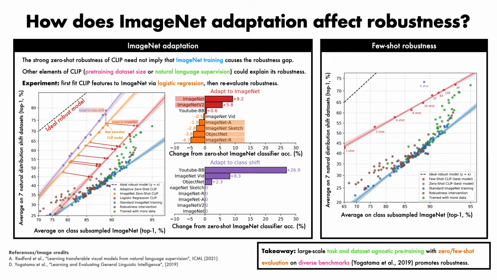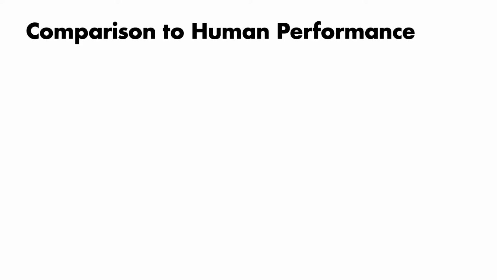More broadly, the authors suggest that a takeaway of their studies is that large-scale task and dataset agnostic pre-training coupled with zero-shot and few-shot evaluation on diverse benchmarks, as suggested by recent works, will likely lead to the promotion of robust systems and provide a more accurate evaluation of their real-world abilities.